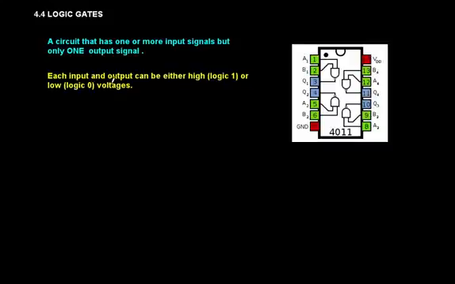Each input and output can be either high, logic 1, or low, logic 0 voltages. So there's only 2 values, that is 1 or 0. 1 is for high voltage and 0 is for low voltage. It is used in electronic calculators, computers, and digital systems. Now let's look at the various types of logic gates.